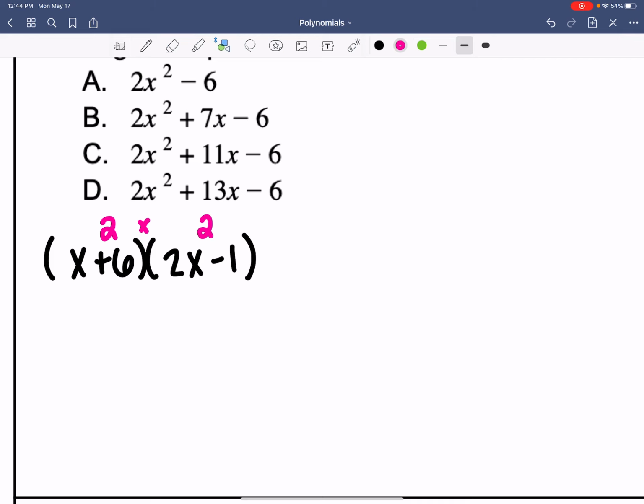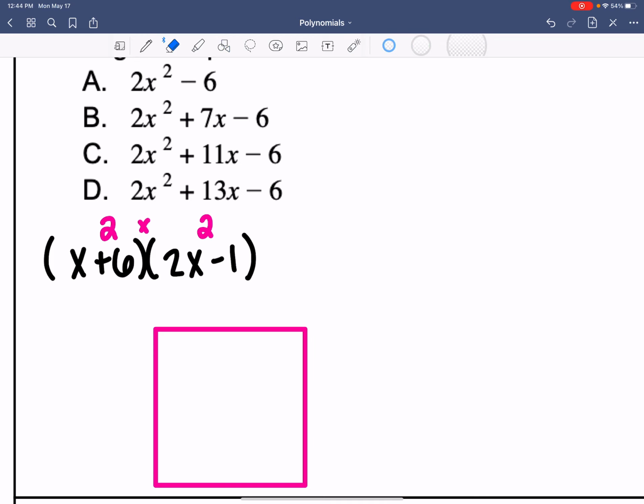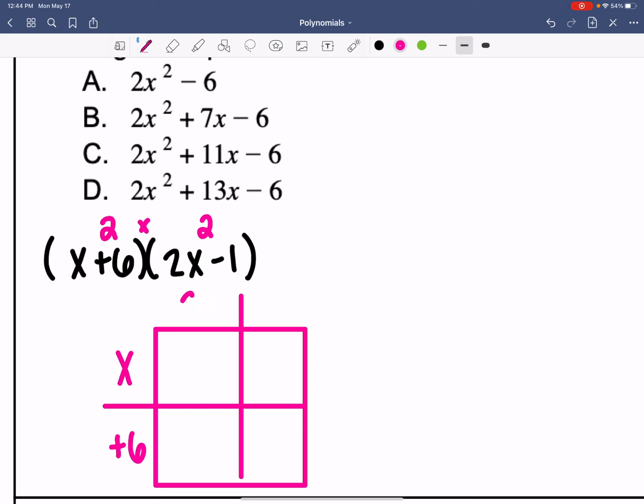So I'm going to create a box that is 2 wide and 2 tall. So 1, 2, and 1, 2. Right, I'm going to do x plus 6 on the left, and then 2x minus 1 on the top.